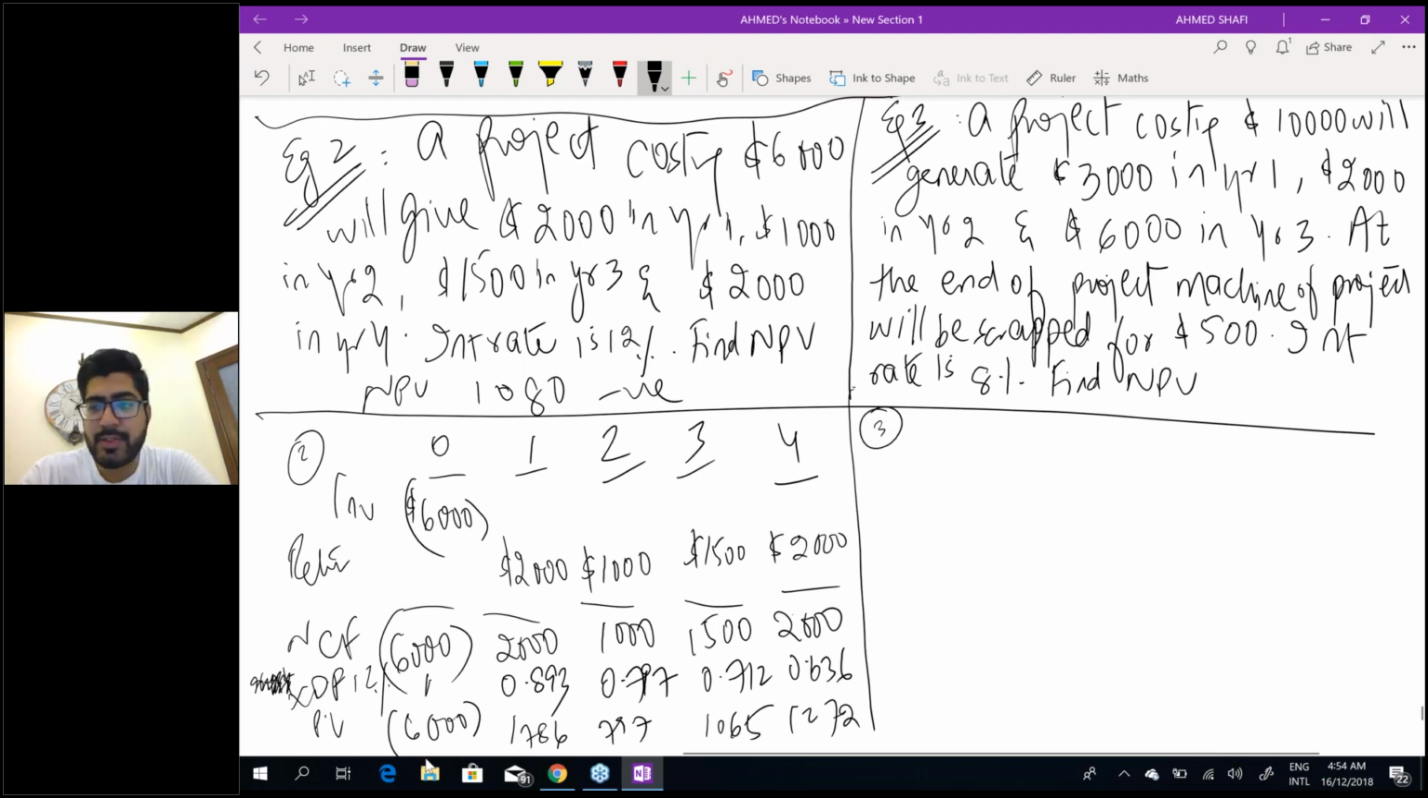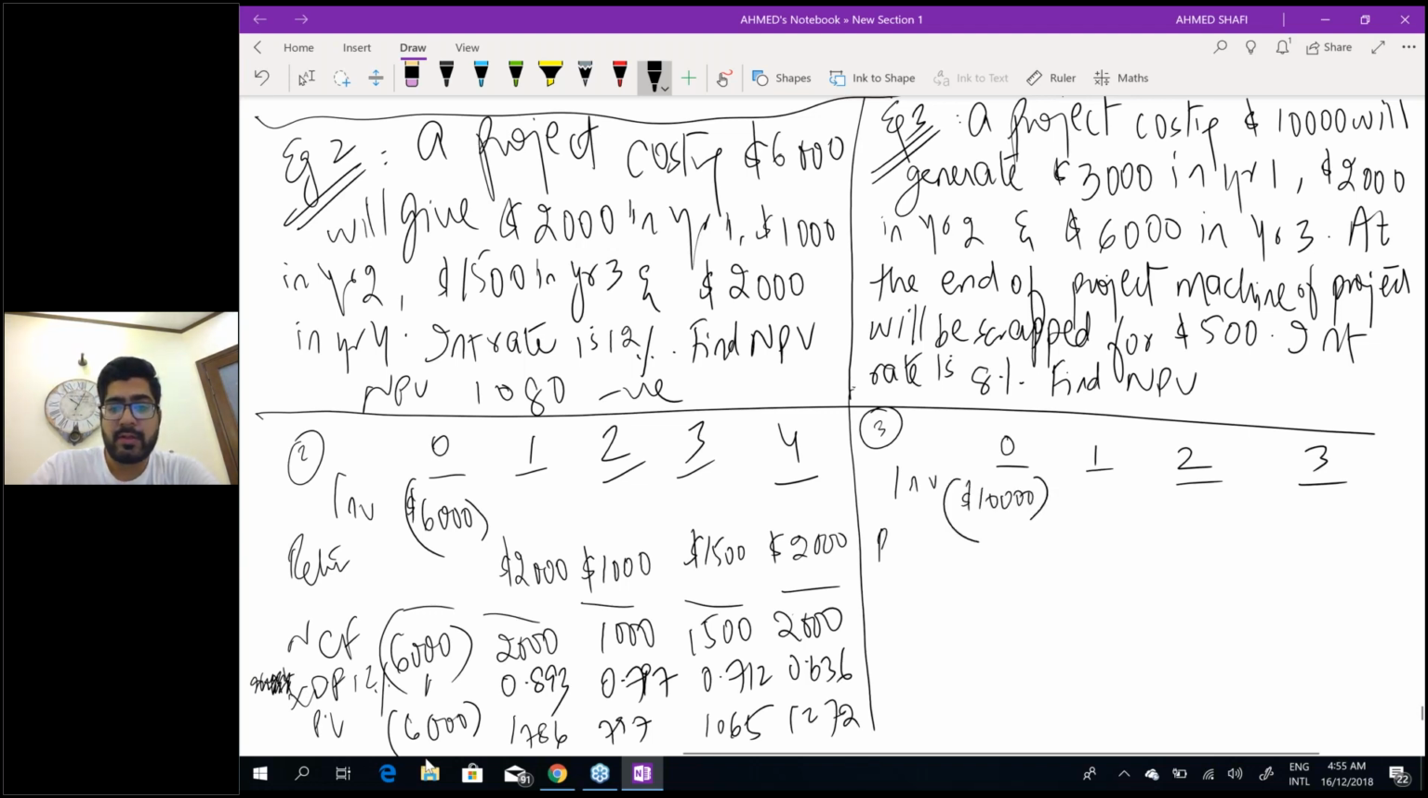First make columns. How much is the life? The life is 3 years. You need to make 4 columns. Okay. 0, 1, 2, 3. Then each and every inflow outflow recorded in rows. Project costing 10,000. First inflow outflow is investment. Now, made now, 0, 10,000.